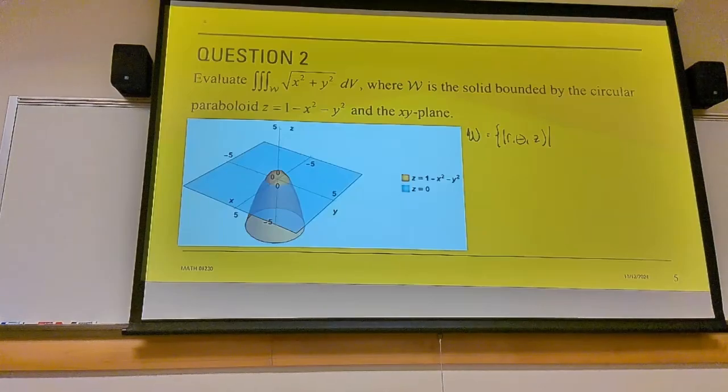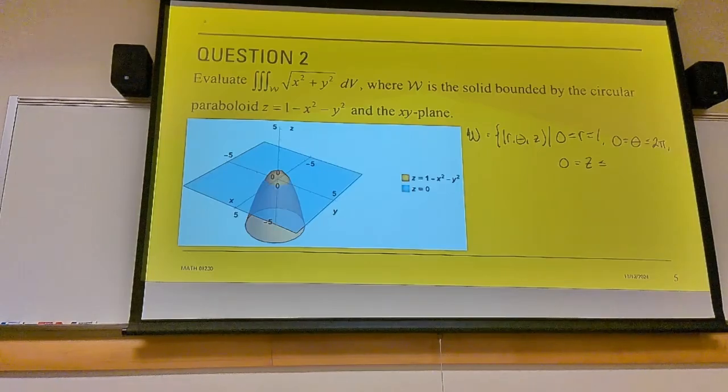R: zero to one. Theta: zero to two pi. Z: zero to one minus x squared plus... oh dear... one minus x squared minus... oh dear... R squared. These should be the same.